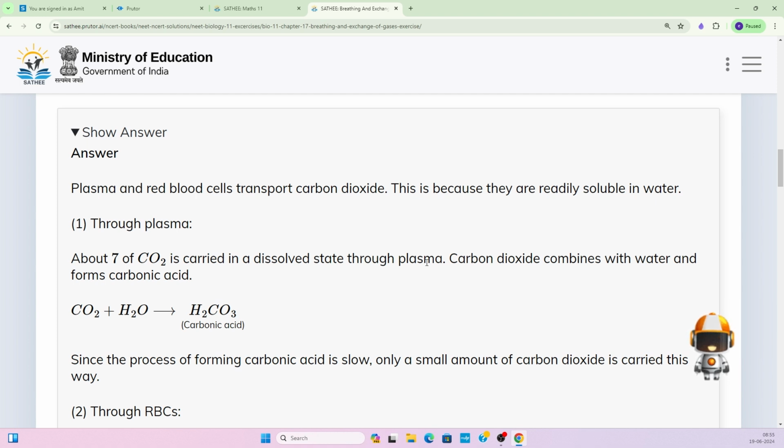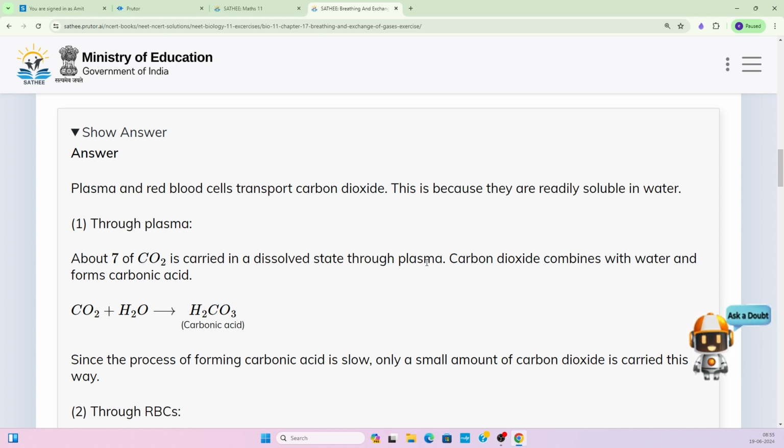Number one, by the plasma, about 7% of CO2 is carried in a dissolved state through the plasma. And carbon dioxide is transported via plasma also. Carbon dioxide combines with water and forms carbonic acid. Because water is present in the plasma region, CO2 plus H2O gives H2CO3. So this is the carbonic acid, right?